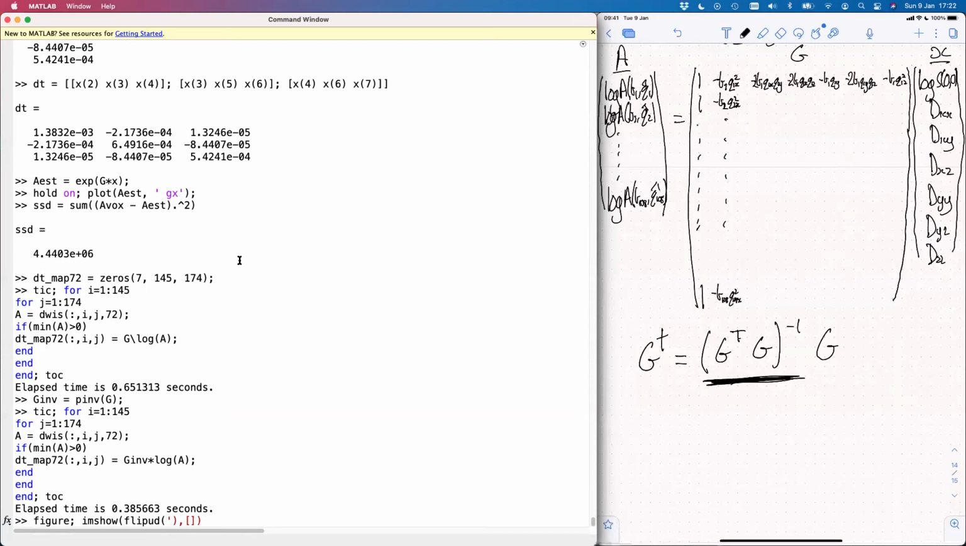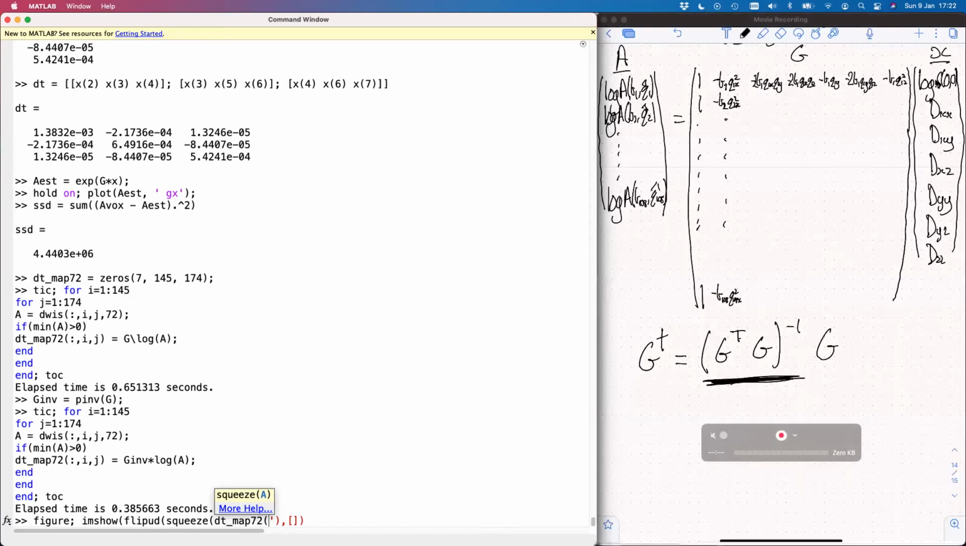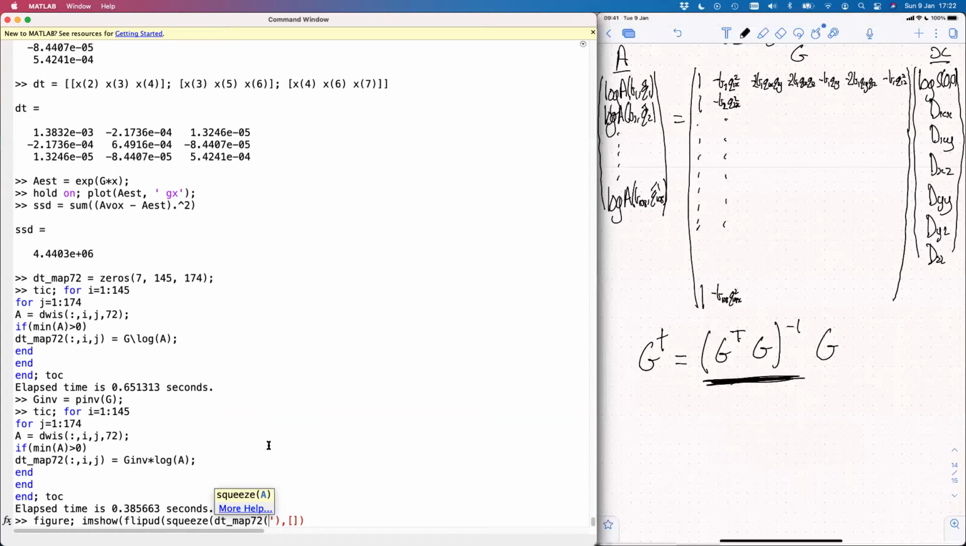So I now have to squeeze DT map 72. Let's have a look at, so remember the first element of the DT map array is going to be just the log S0. It contains these 7 numbers in X, of course. So let's have a look at DXX instead, and so that's going to be element number 2 of the DT map array. So this is a map then of DXX.